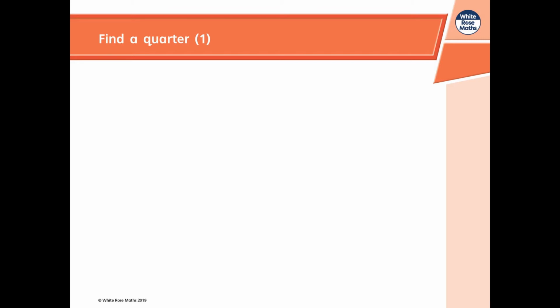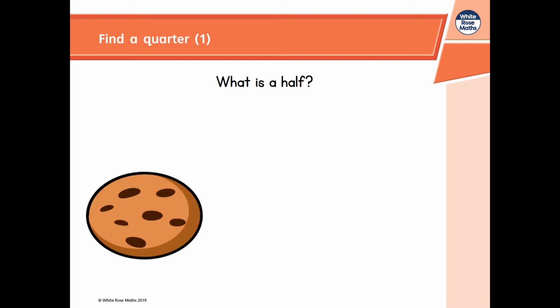Today we're going to find a quarter. Do you remember when we were looking at finding a half? Well, what is a half? Let's review. If we had a cookie and we wanted to share it with 2 people, we would each want a half. We would each want one of 2 equal pieces. How could we show a half with a cookie? We could cut it right down the middle. Then we'd have 2 equal pieces. 1, 2. One of those equal pieces is a half.